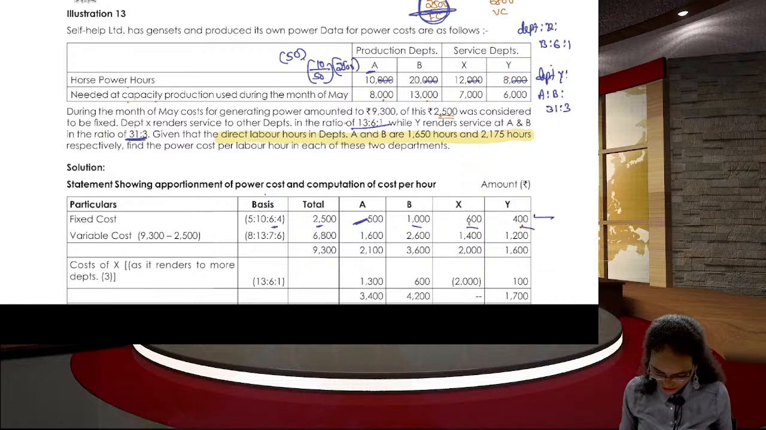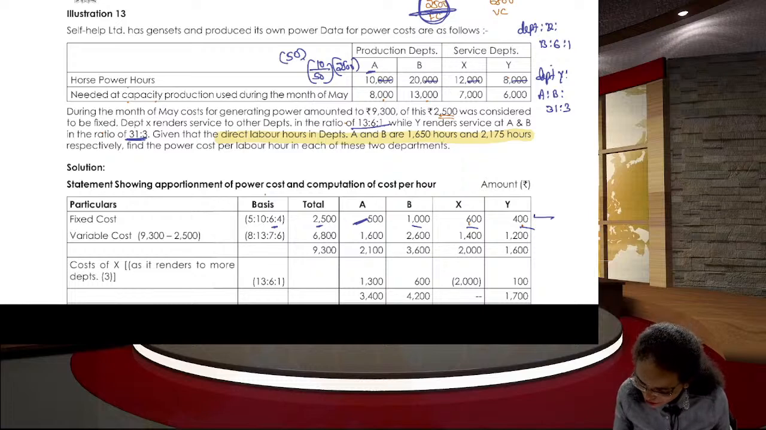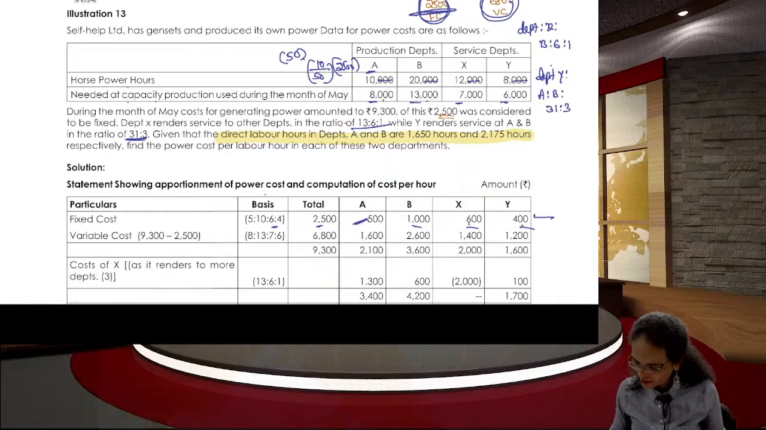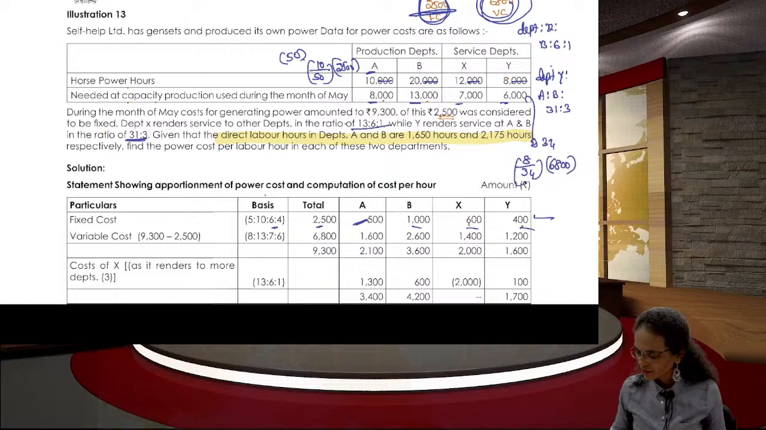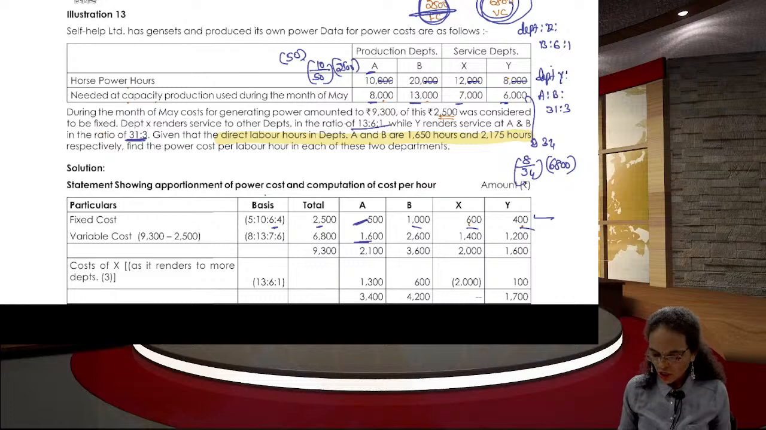You will get the fixed cost. And the variable portion is 6800. On what basis? I told you, for the actual hours only. So, this one 8, 13, 7, 6. 8 plus 13 plus 7 plus 6, that is 34. So, 8 divided by 34 into 6800, that is 1599, in the sense 1600. In the same manner, you segregate it, you will get the expenditure for the other departments also.